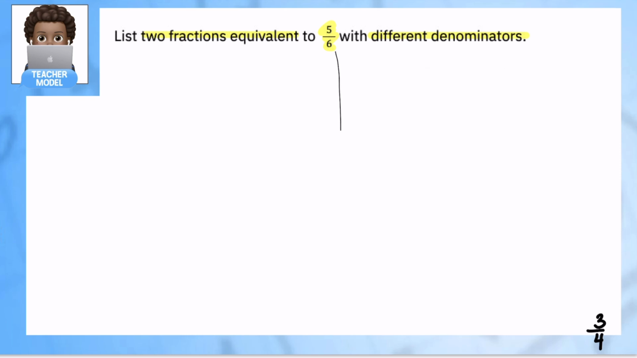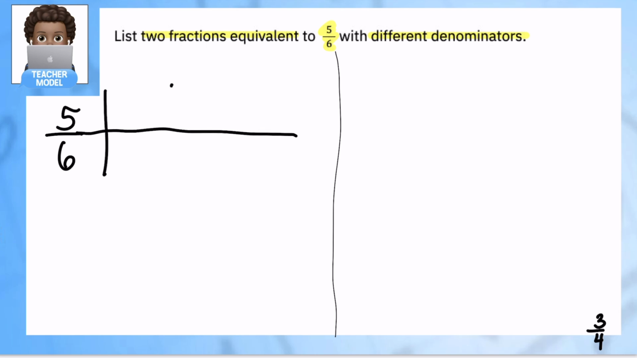Okay, so here are 2 ways. I'm going to split my page in half. So the first way is I can just take 5/6 again. It's my low lift way. I can just do this, and again, I'm just skip counting. So I'll start with my denominators: 6, 12, 18, 24. I've made 4 fractions.